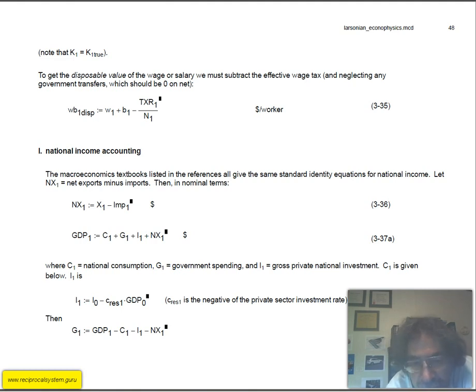C sub 1 is given below. I sub 1 is equal to I sub 0. I sub 1, again, is the gross private national investment in year 1, which equals the investment in year 0 minus C sub res 1 times GDP sub 0. And just as a reminder, C sub res 1 is the negative of the private sector investment rate. So therefore, we can solve for government spending: G sub 1 equals GDP sub 1 minus C sub 1 minus I sub 1 minus NX sub 1.